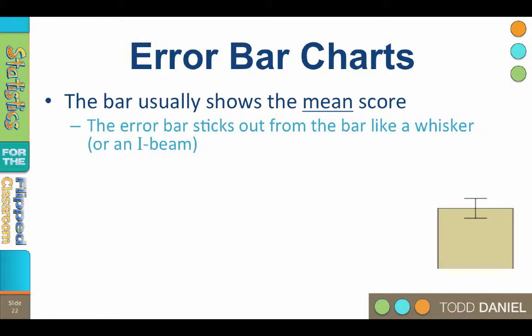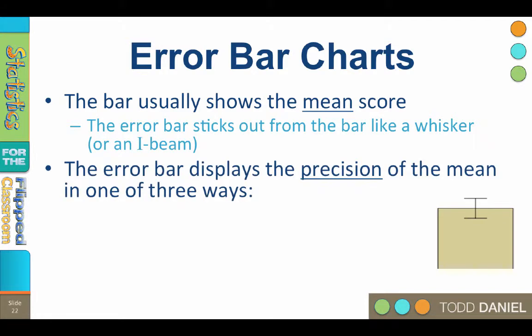When the scores in our variable are similar to each other, the mean represents the other scores very well. However, when the scores in our variable are very different from each other, then the mean is less precise. The error bar sticks out from the main bar like a whisker. The error bar gives us a picture of how precise the mean really is.